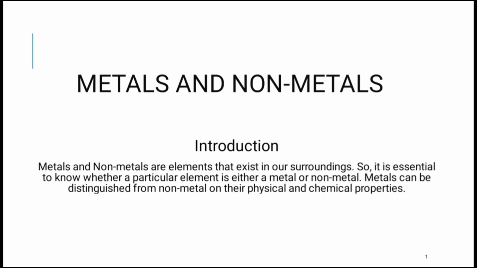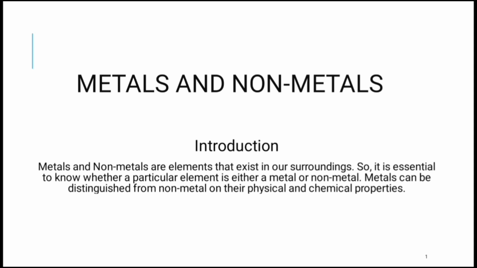In our surroundings, any material you see will be made up of either a metal or a non-metal. If we talk about metals and non-metals, we will see that the physical and chemical properties of both are totally different. And when we understand the physical and chemical properties of both, it will be very easy to identify whether a particular material is made up of a metal or a non-metal.